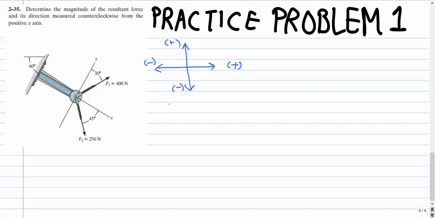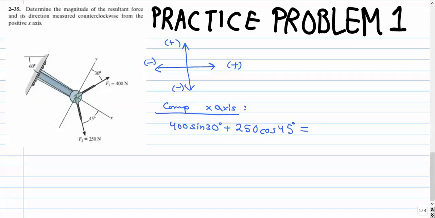Now let's find the components along the x-axis. So 400 sine of 30 degrees plus 250 cos of 45 degrees. And this will give us 376.8 newtons.